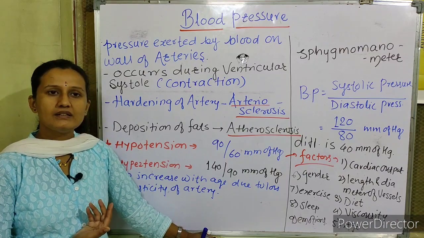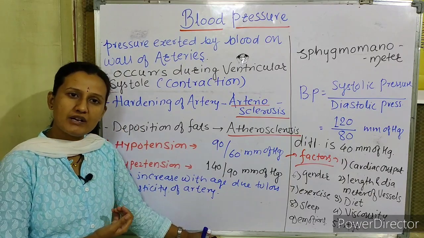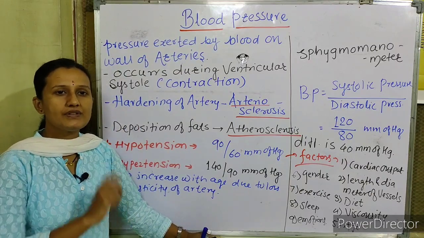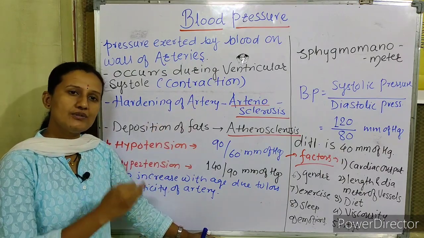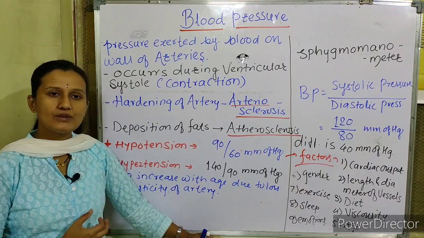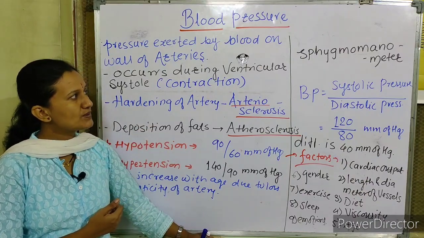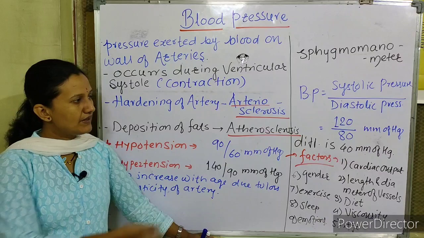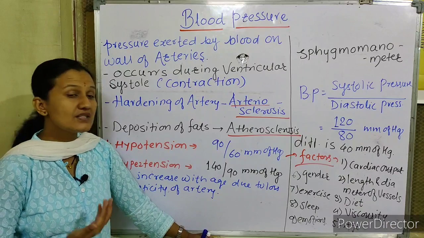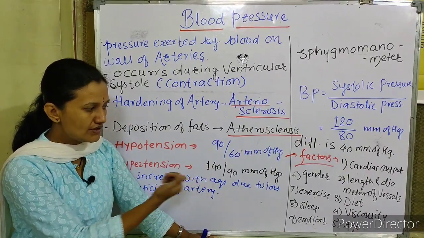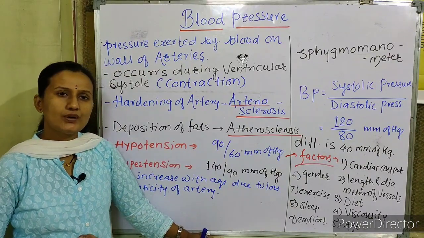That means today we will learn the pulse and the blood pressure. Blood pressure is nothing but the pressure exerted by blood on the wall of arteries, especially during the ventricular contraction. During the ventricular contraction, the pressure is called systolic blood pressure, and during the relaxation it is called diastolic blood pressure. This ratio is the BP or blood pressure, and it is measured with a sphygmomanometer. It is affected by many factors like cardiac output, gender, length and diameter of vessels, peripheral resistance, venous return, exercise, diet, viscosity of blood, age, sleep, emotion, anxiety.